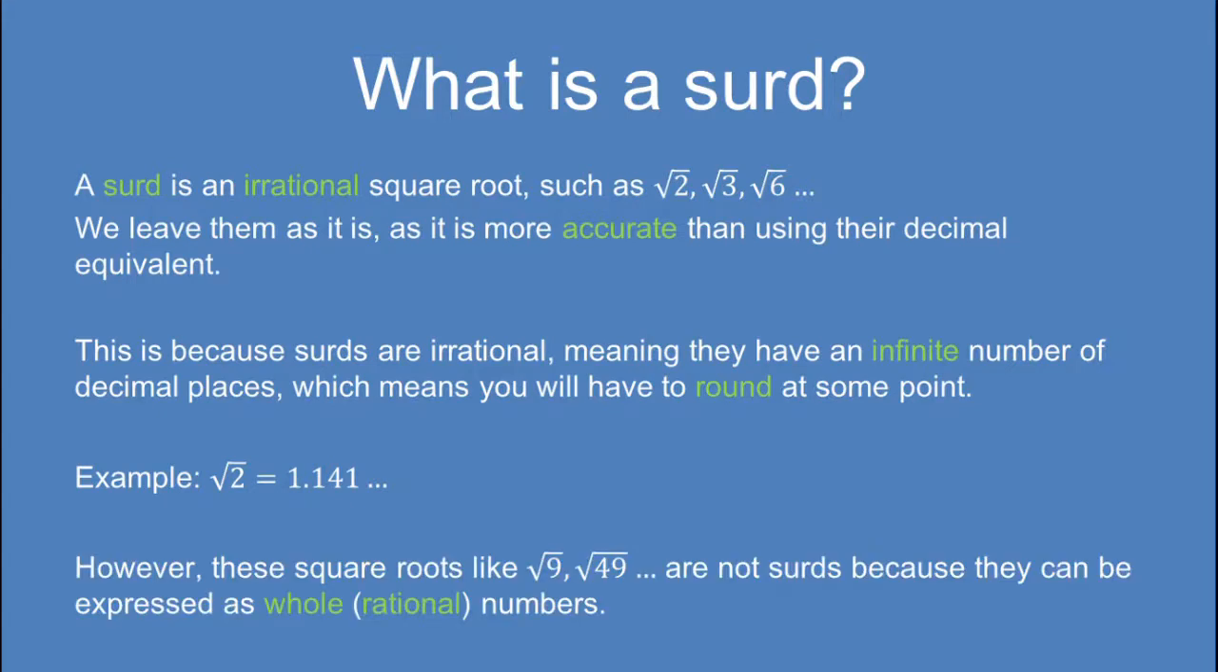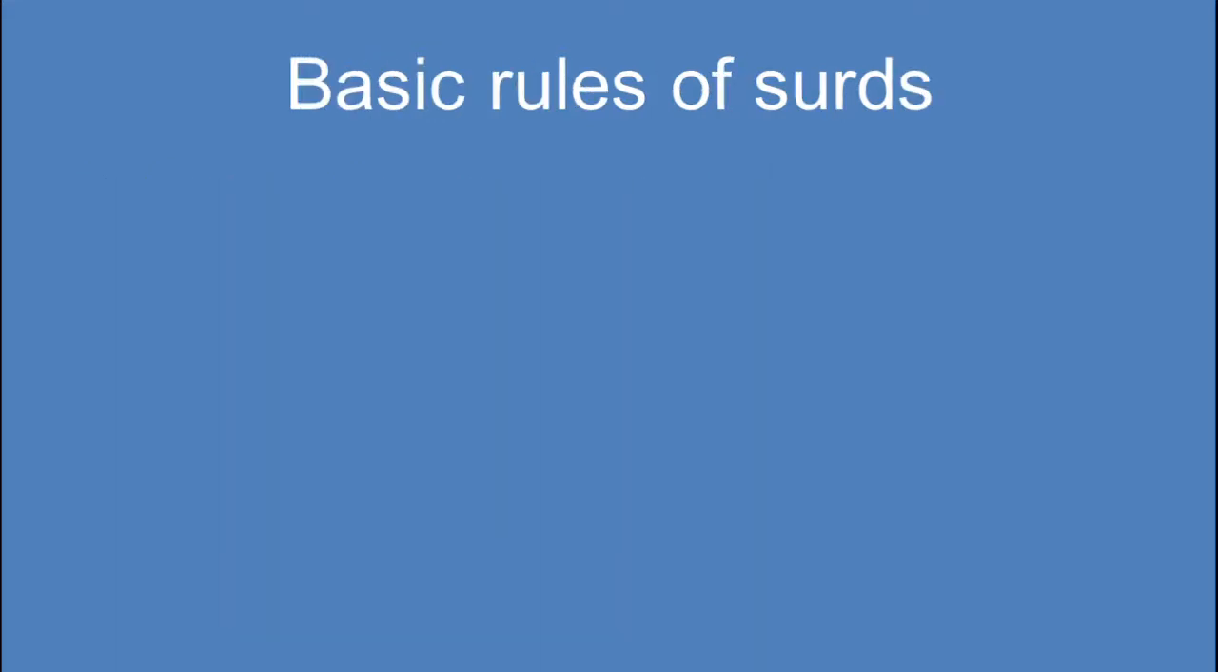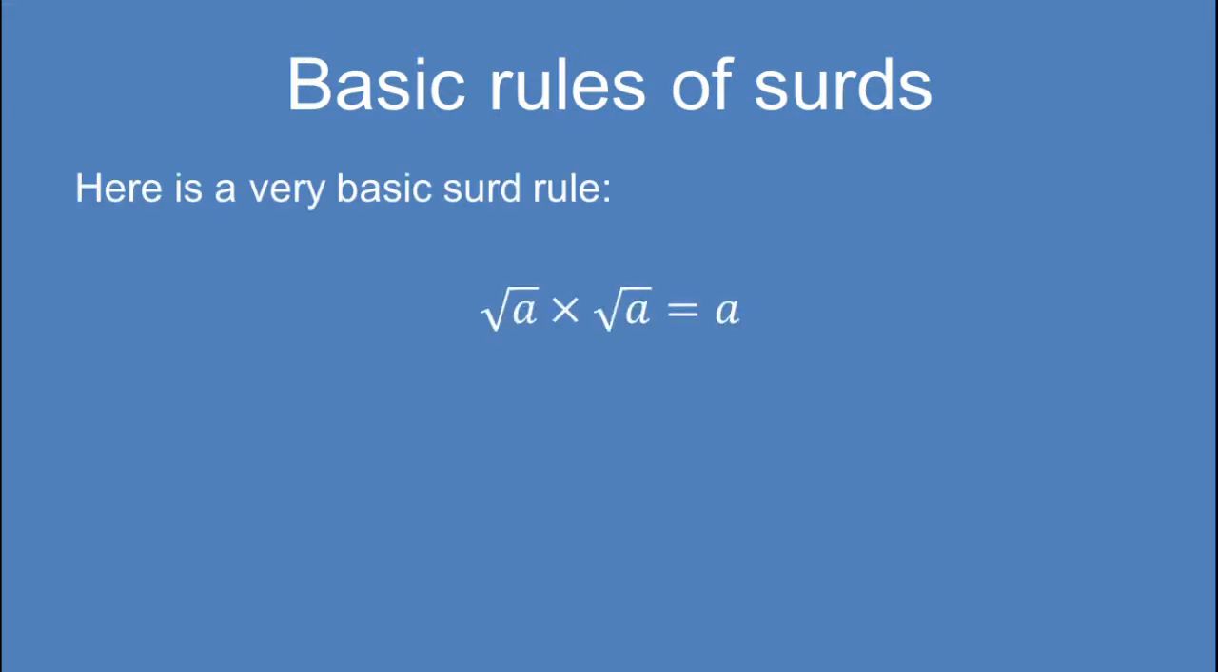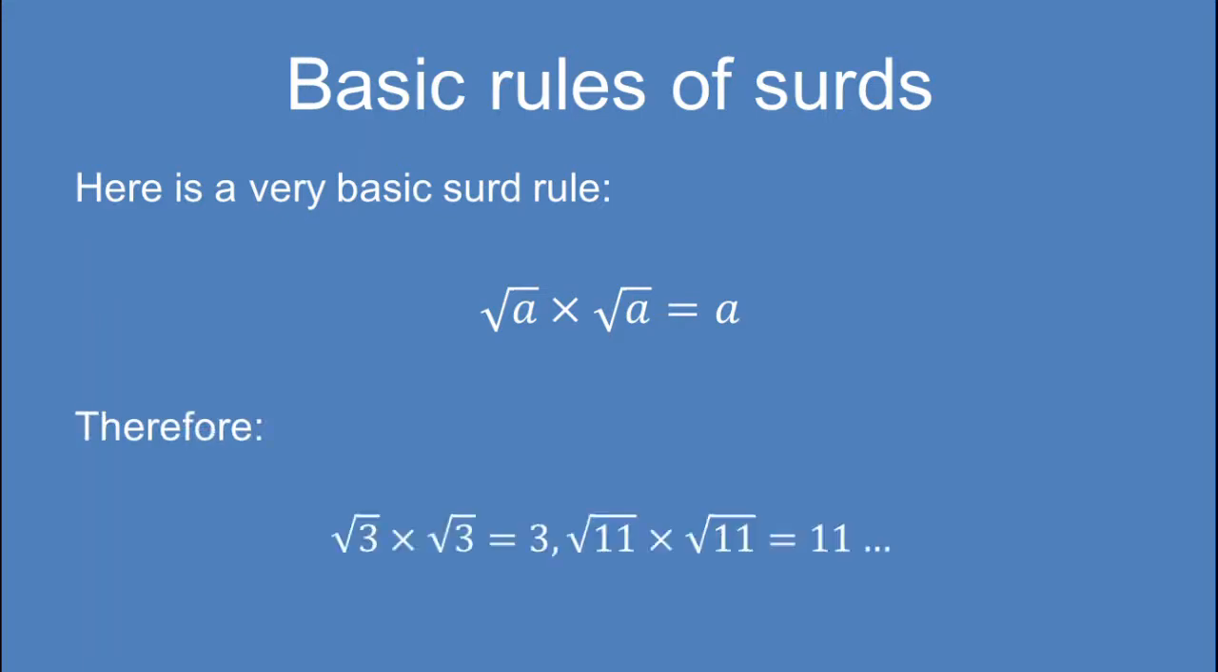However, square roots like the square root of 9 or 49 aren't surds because they can be expressed as whole, or rational numbers. We will look at a basic rule for surds. A square root of something multiplied by the same square root equals the whole number inside the surd. In other words, the square root of a, times the square root of a, is a. Therefore, the square root of 3, multiplied by the square root of 3, is 3, and so on.